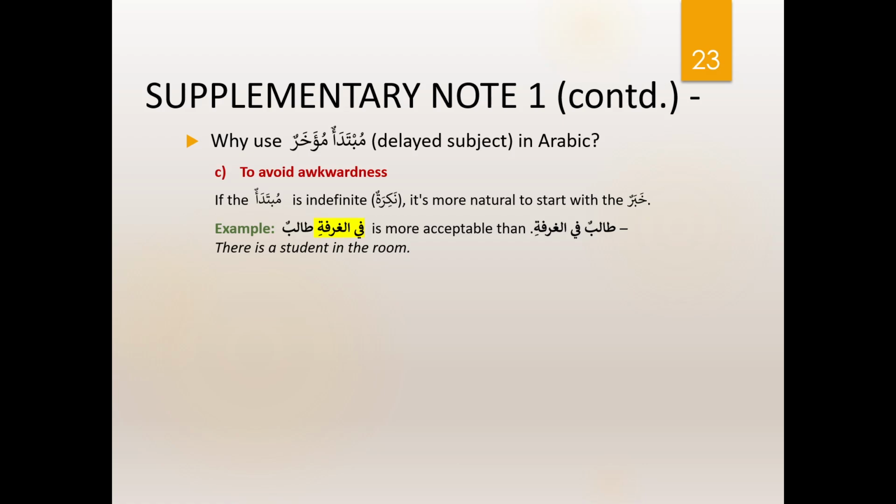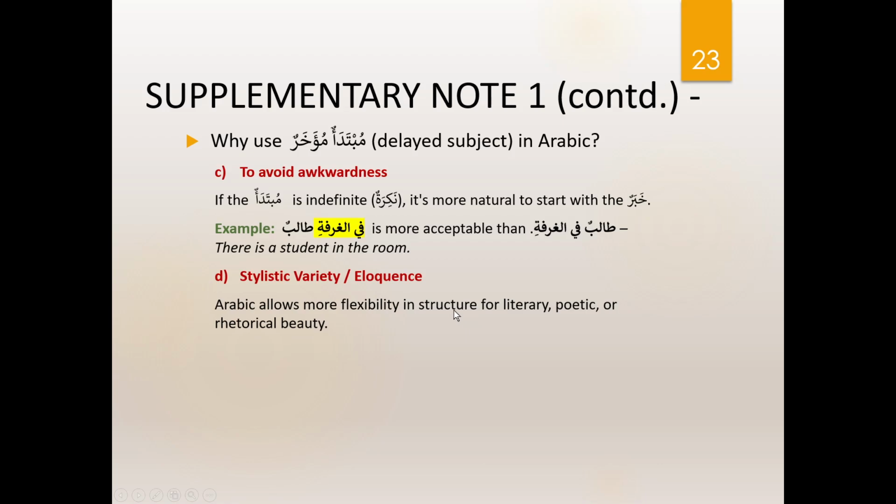Have you come across any explanation why, Sister Bibi, about this? You mean when the mubtada is nakirah? The norm is for the mubtada to be ma'rifah, someone you know, because you're talking about something known. But when the mubtada is unknown, then this is more natural. It has to come after. So this is one of the reasons that was given to avoid awkwardness. And here, of course, for stylistic variety, eloquence. So Arabic allows more flexibility in structure for poetic, rhetorical, literary beauty.